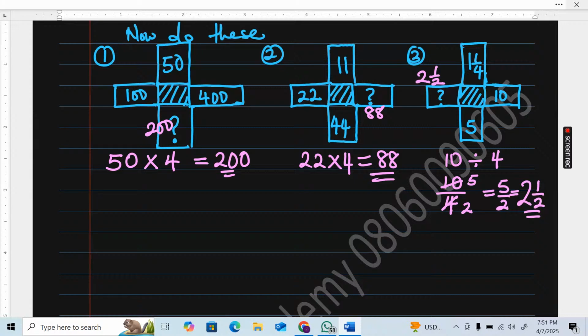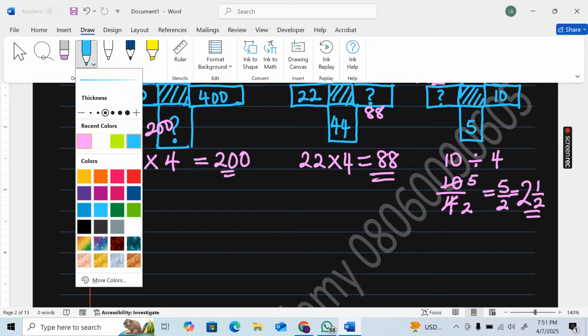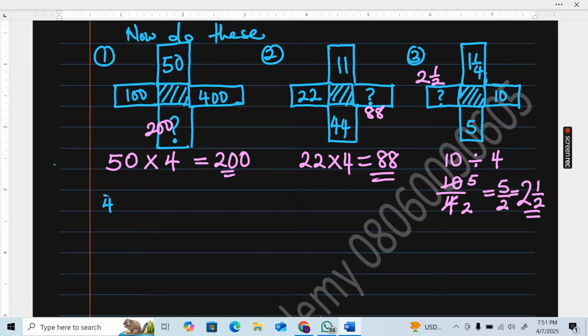Okay, so let's move on to number 4. Make sure you're writing. Everybody must write. Please stop typing and write. Moving on to number 4, I'm going to be very fast. Let me see those who will be as fast as I am. Those ones will have 3 extra stars. 3 stars for fast pupils.